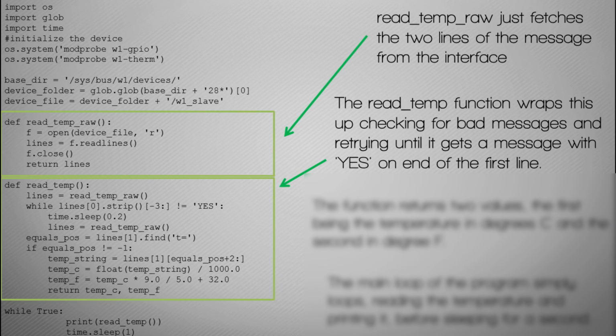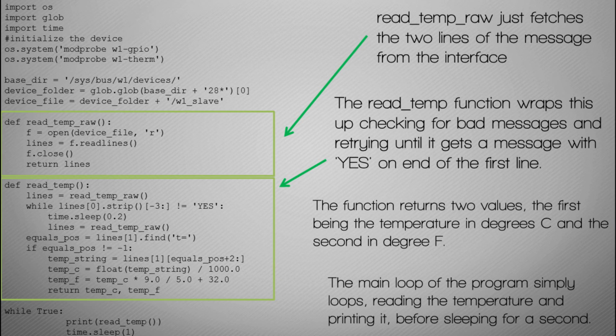The second function reads in that information from the variable in the function above. It will keep checking in case there are any errors, because the thermometer can throw up a few errors from time to time. It'll keep trying until it finds a successful entry. Then the function returns two values, the first being the temperature in degrees Celsius and then in degrees Fahrenheit. At the bottom, we have the main loop of the program that simply loops, reading the temperatures, prints them to the screen, waits for a second and then prints again. So let's see how that works in the real world after wiring up.